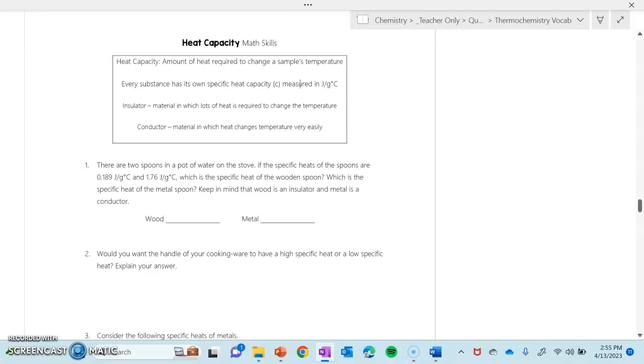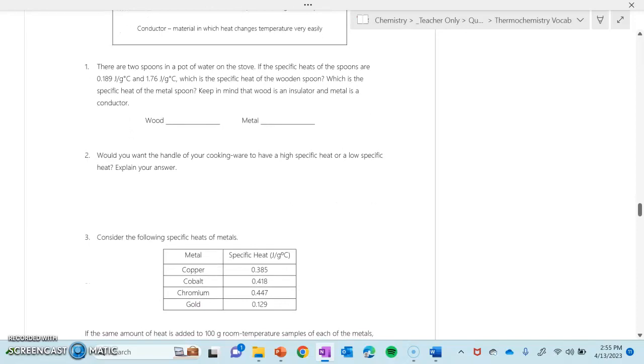So let's look at these examples here, and I'm going to hop through some of these because once we start doing a couple of the same problems, you'll see the train of thought is the same throughout this whole worksheet, and then we'll look at the math on the last few problems. So there are 2 spoons in a pot of water on the stove. If the specific heats of the spoons are 0.189 and 1.76 joules per gram degree Celsius, which is the specific heat of the wooden spoon and which is the specific heat of the metal spoon? Keep in mind that wood is an insulator and metal is a conductor.